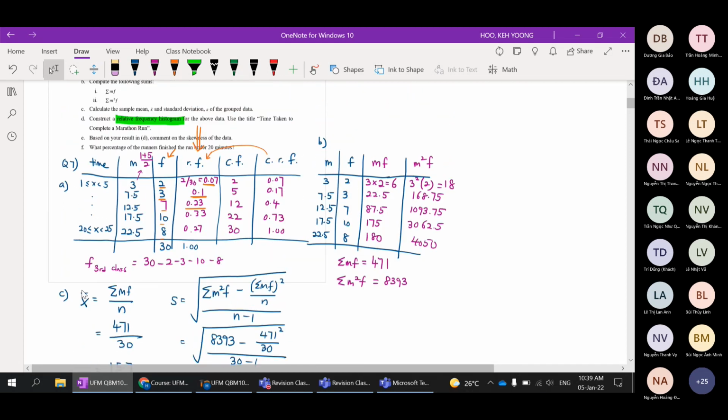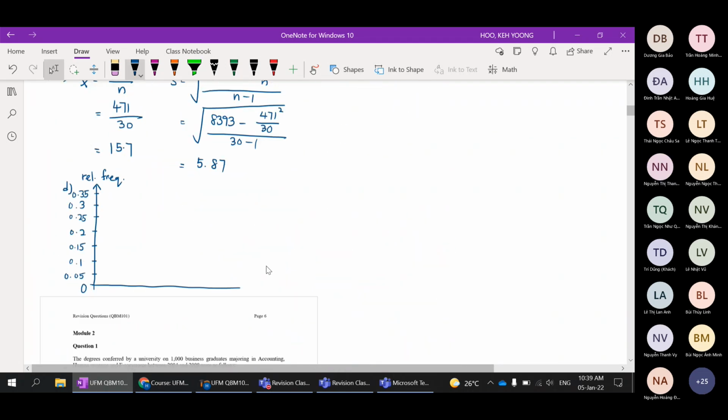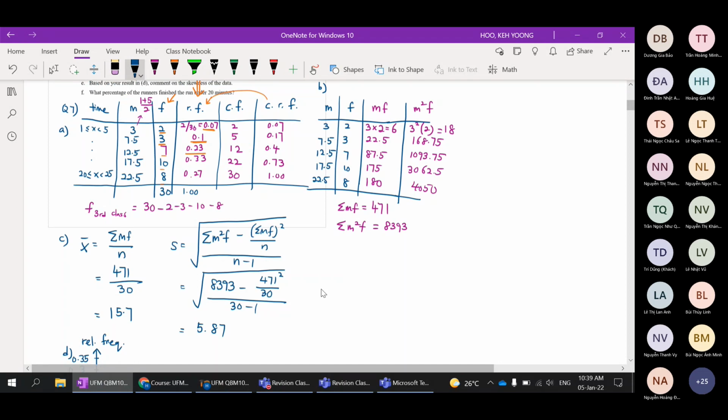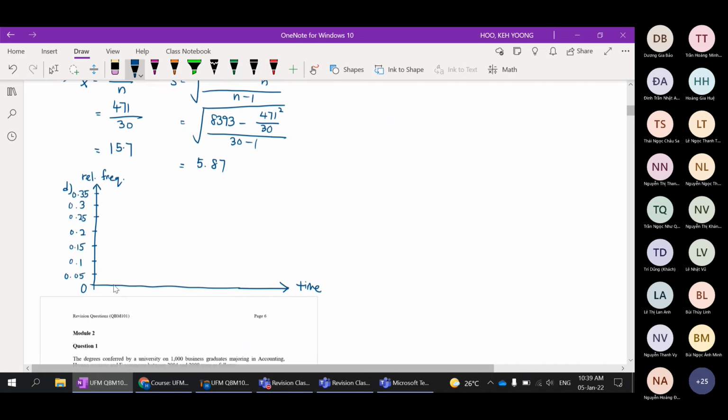Okay, so the x-axis will be our variable here, which is the time. For the first class, the relative frequency is 0.07. So 0.07, it will be here. So you will draw a rectangle, with the height represented by the relative frequency. So 0.07, somewhere around here.